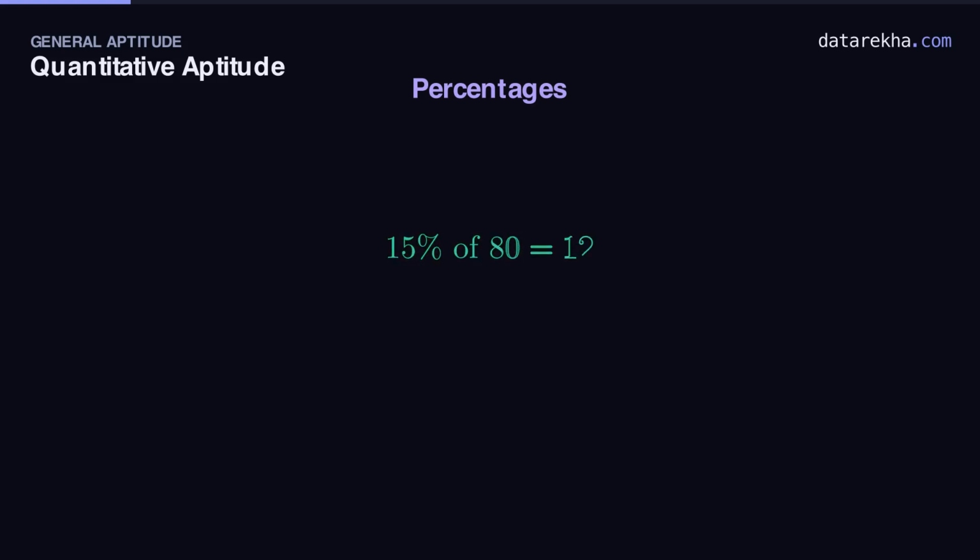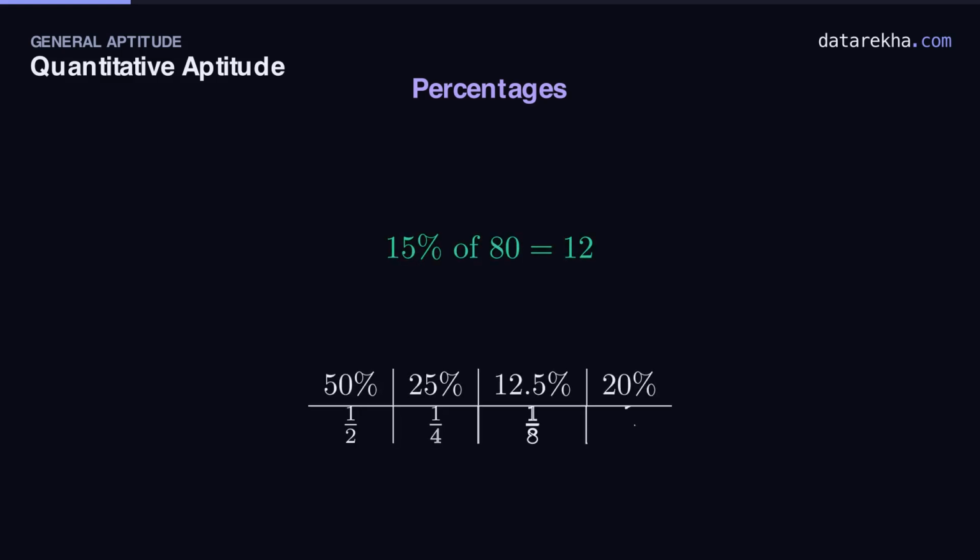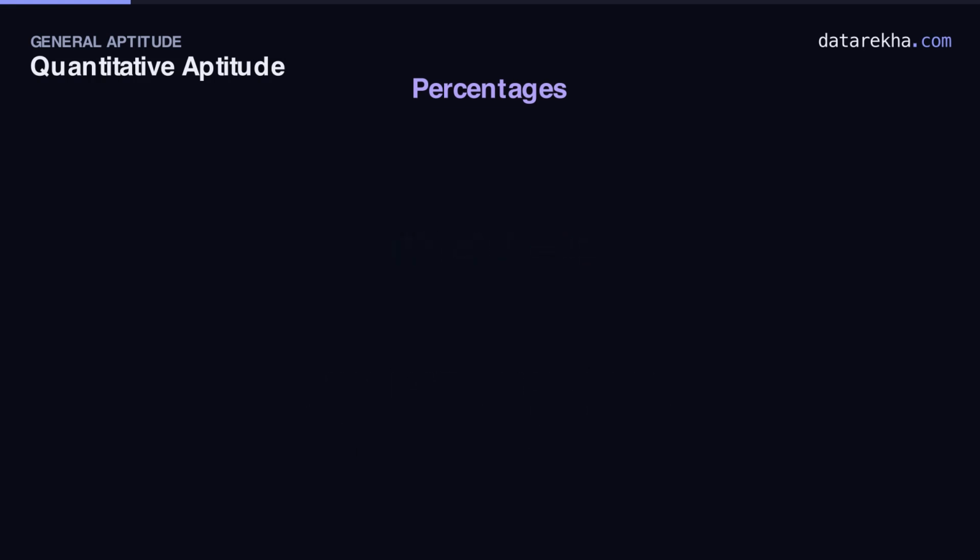A fast read, then a shortcut. 15% of 80 is 12. And keep a few friendly fractions in your pocket. 50% a half, 25% a quarter, 12 and a half percent an eighth, 20% a fifth. Recognize these and many percentages need no arithmetic.